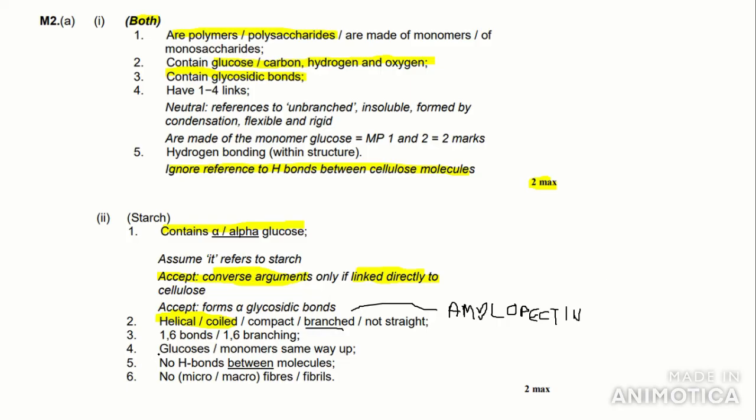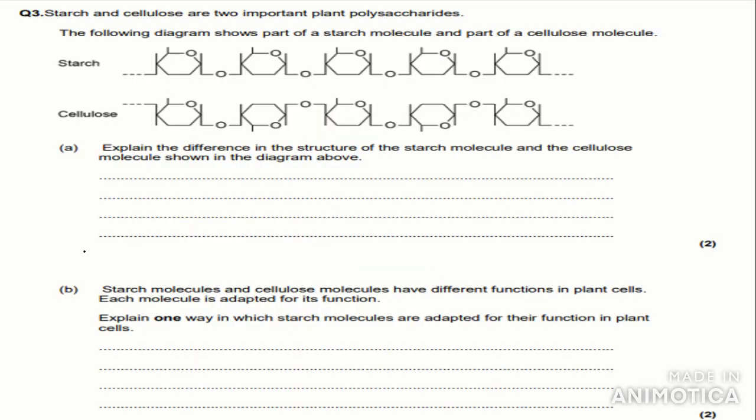Glucose monomers are the same way up, as we said earlier that in cellulose the glucoses are inverted to allow the easier formation of the glycosidic bonds. And also there are no hydrogen bonds between the molecules, as there are in cellulose. And also they don't form fibrils, as the fibrils are only formed when there are hydrogen bonds between the molecules. And again, 2 marks maximum, so you don't get more marks if you write more than 2 of these.